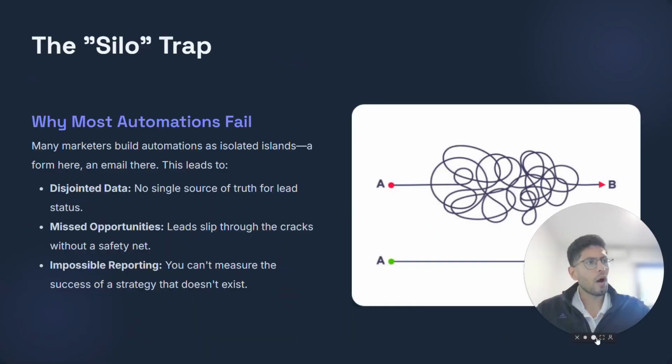So why do most automations fail? There's nothing really wrong with any of the automations that people design in this day and age, but what does fail is that the automations are not really well joined together, and they're just working separately. One works on one thing, the other works on another thing, and there's nothing that actually ties it all together. And that leads to disjointed data, missed opportunities because your leads slip through the cracks, and it's impossible to report or replicate anything that you're doing.